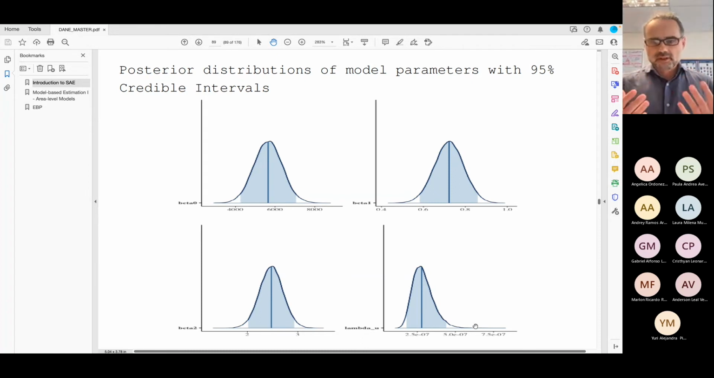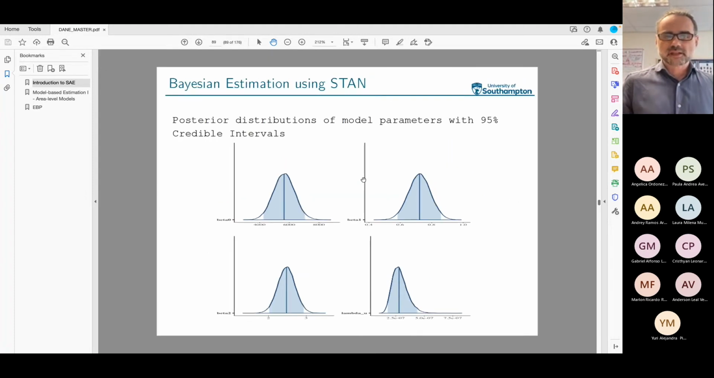Okay, and if you compare these results, as you will see in the lab, when we do the lab, you will see that the point estimates, where the blue vertical line is, are virtually the same as the estimates you get by considering the frequentist framework for fitting the Fay-Herriot model. Okay, what else can you do from here?